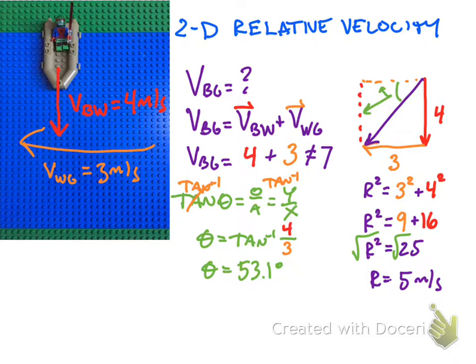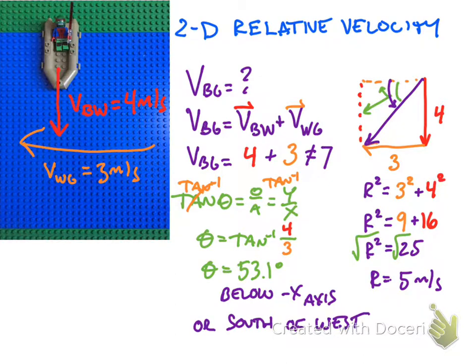But we need to make sure we get what direction that is. So if we look at this, we're down below the negative x-axis. So to get them thinking in the right direction, that's down and to the left. Or you could say that it's 53.1 degrees south of west.